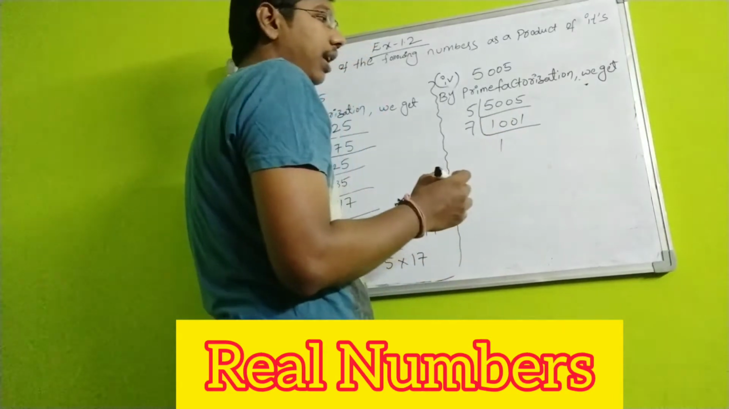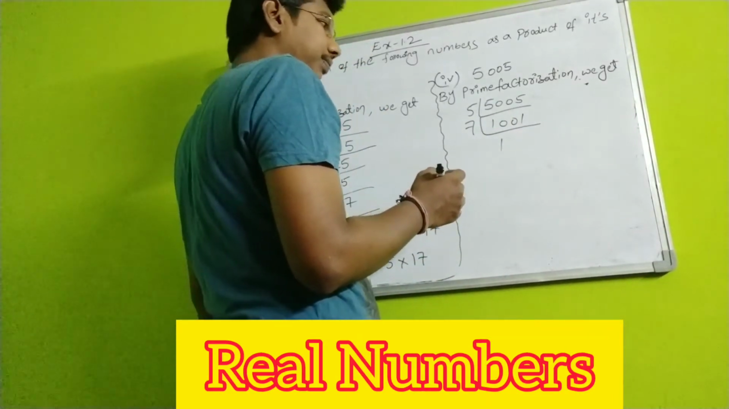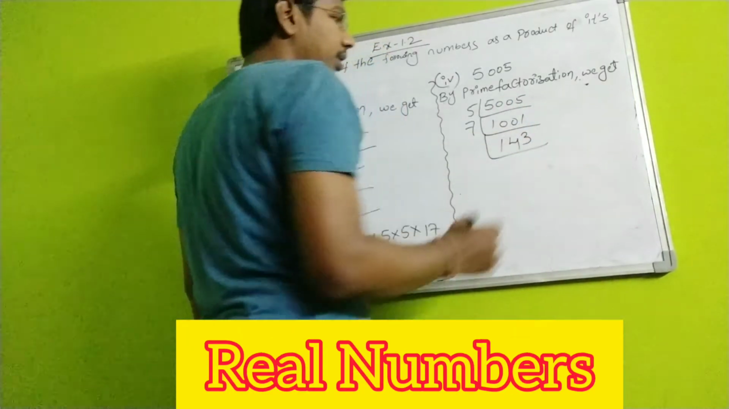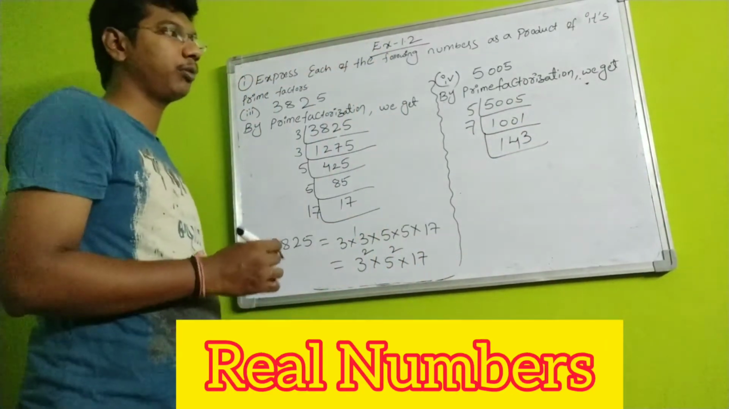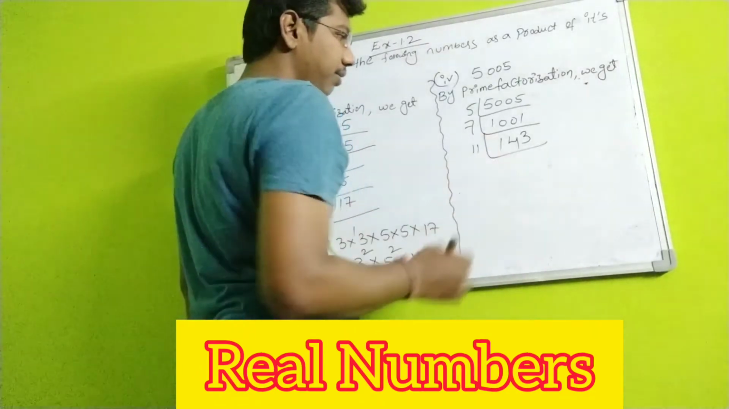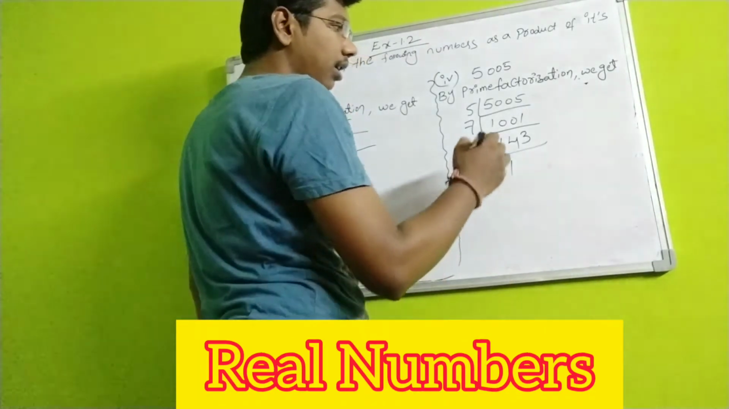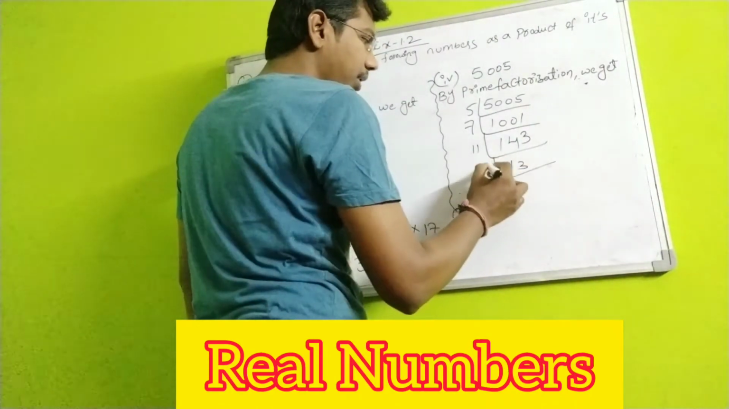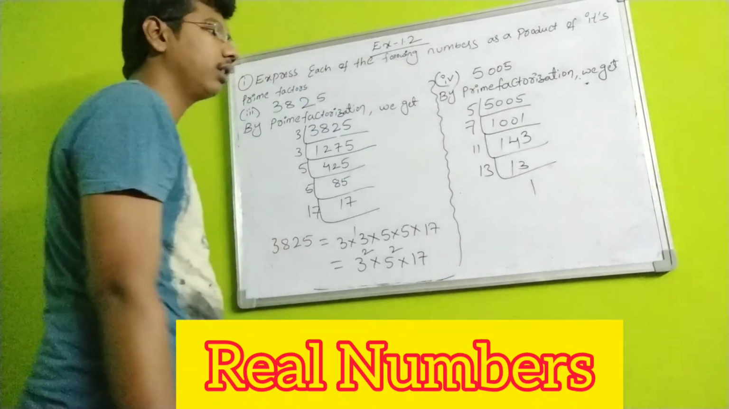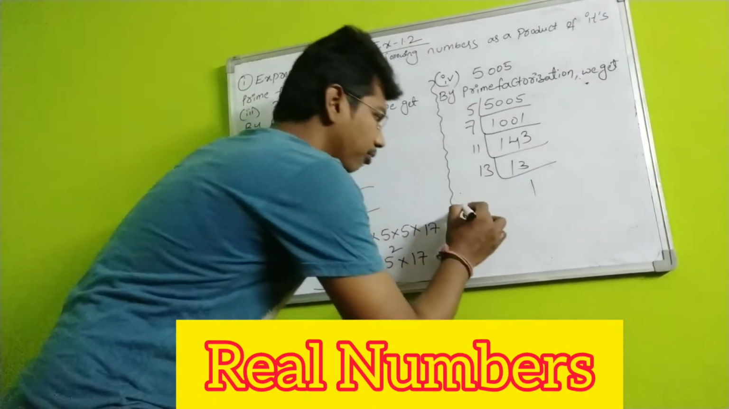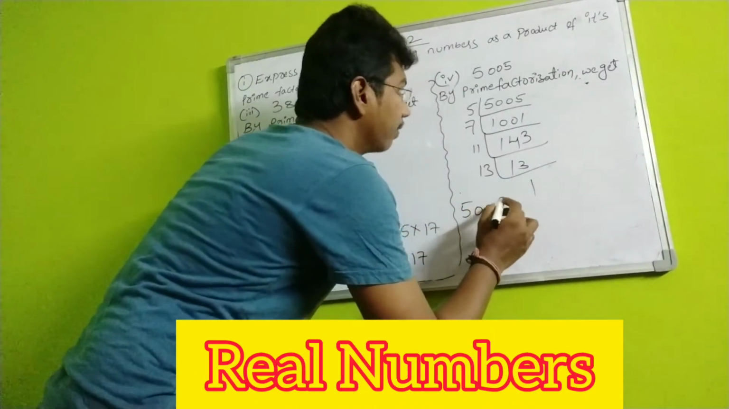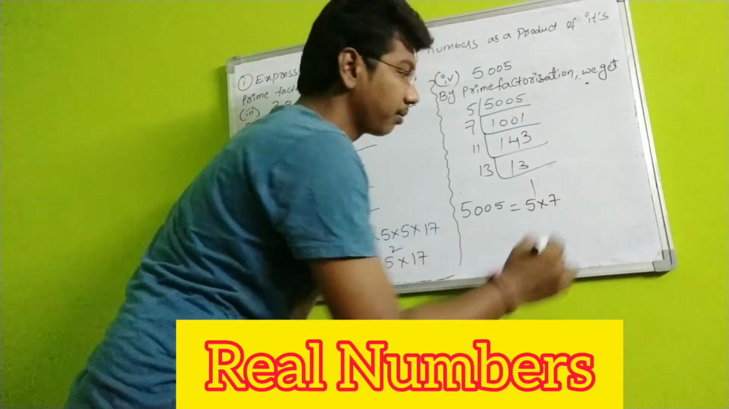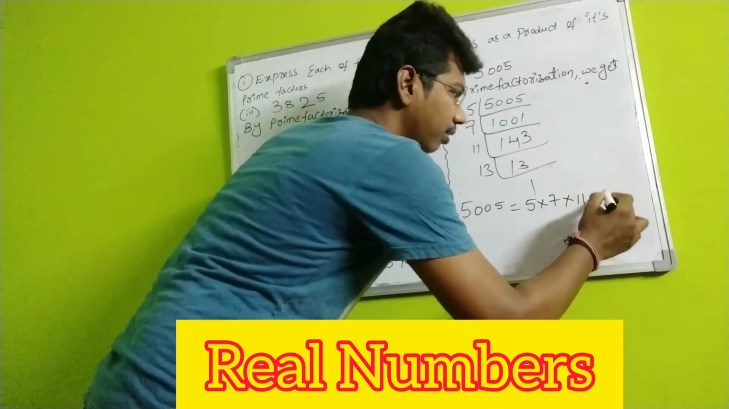7 ones are 7. 3 carried, now 30. 7 fours are 28. 2 carry, 7 threes are 21. Next, 8 not divisible. 9 not divisible. 11 is divisible. 11 ones are 11. 3 carry, 33. Now 3 becomes 33. Now 13 is a prime number. Therefore 13 ones are 13. Now 5005 is equal to 5 into 7 into 11 into 13, students.